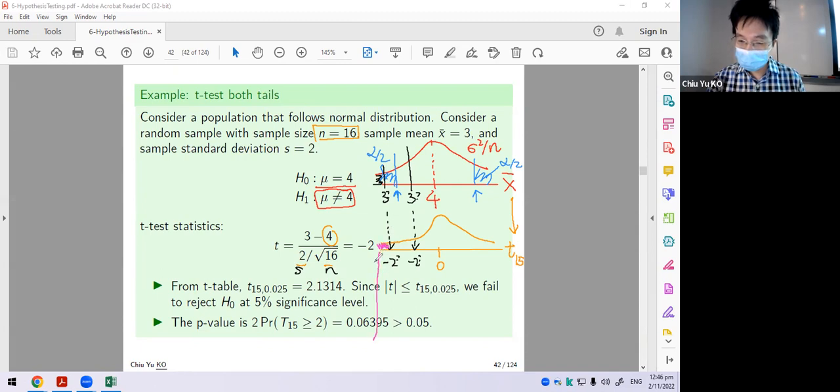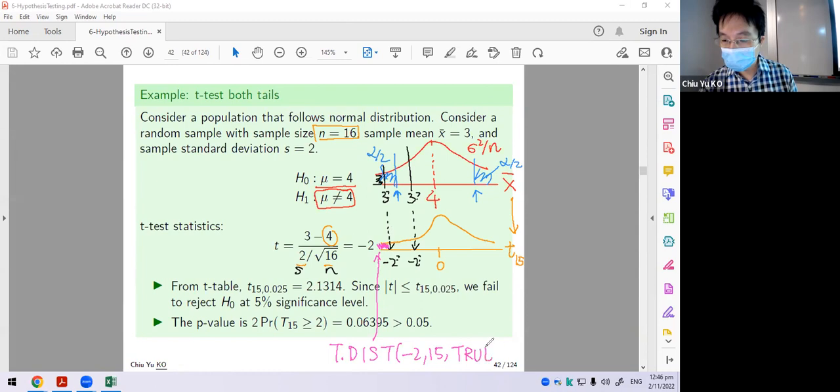So how to define that? Okay, that would be t, okay, this -2.15, true. Do remember, you compare alpha/2, so you multiply by 2. Right? So that's why 2 times this.